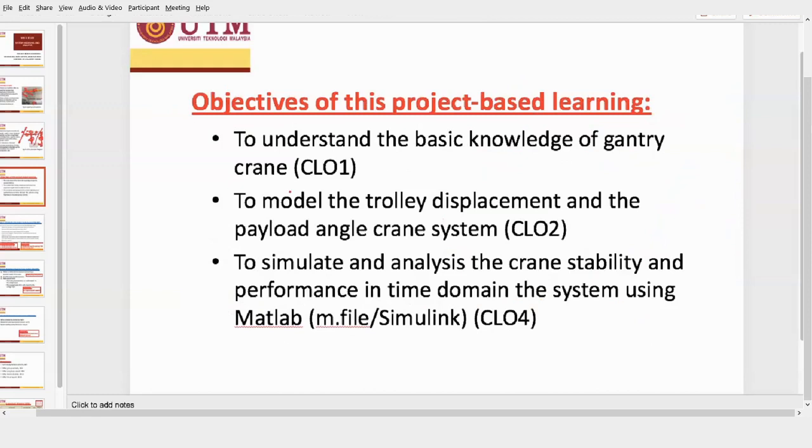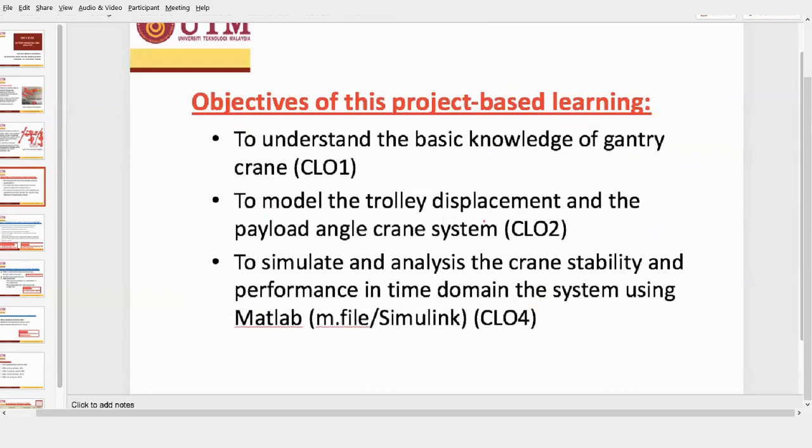Okay, so this is the objective of the project, to understand the basic knowledge of the gantry crane. So the first part, task one given in the student pack, is just to understand the basic knowledge of the gantry crane. And then task two, if you refer to the student pack, is to model the trolley displacement. So the trolley displacement with the payload swing angle theta is actually a non-linear system.